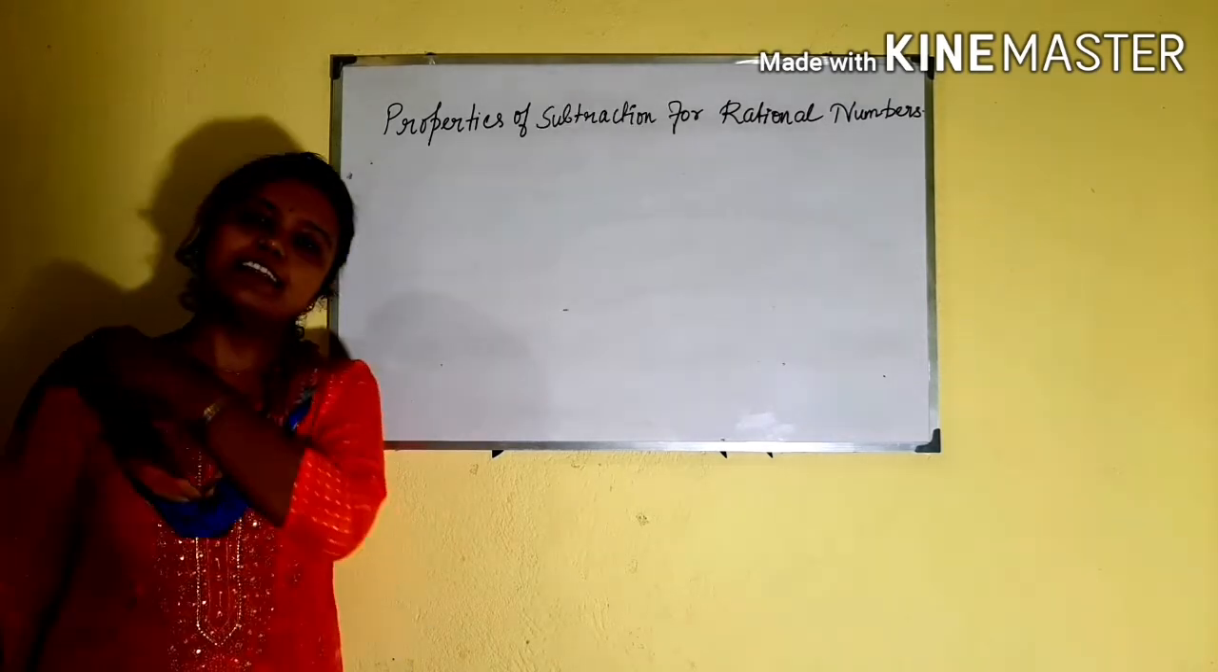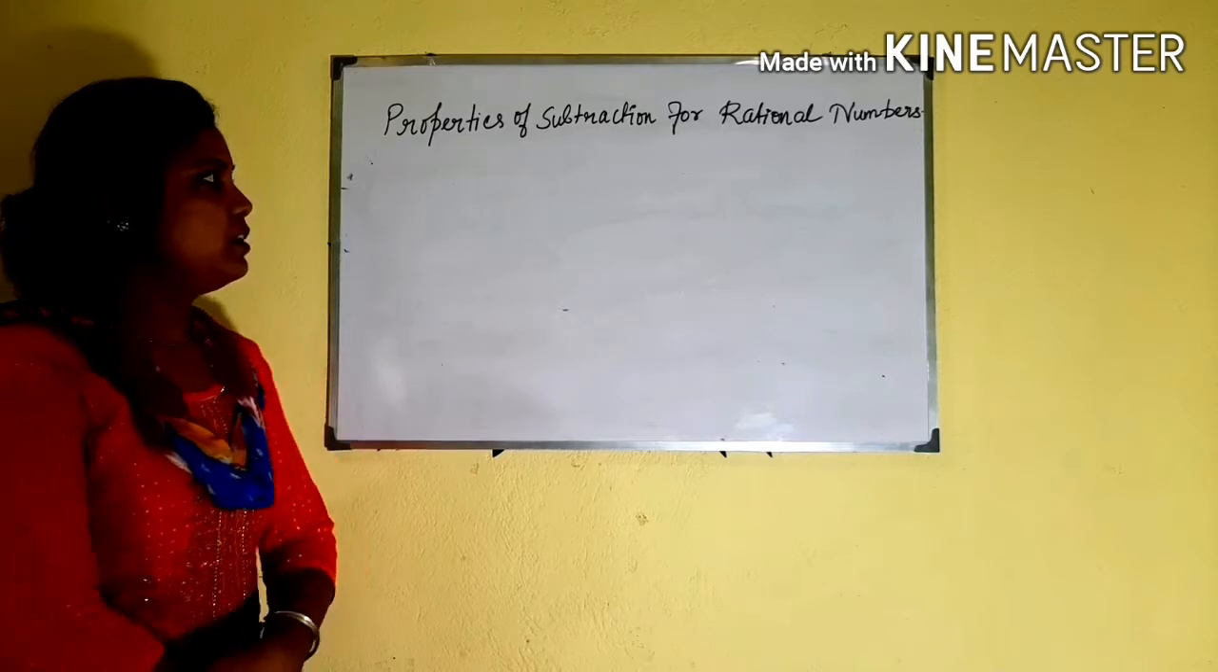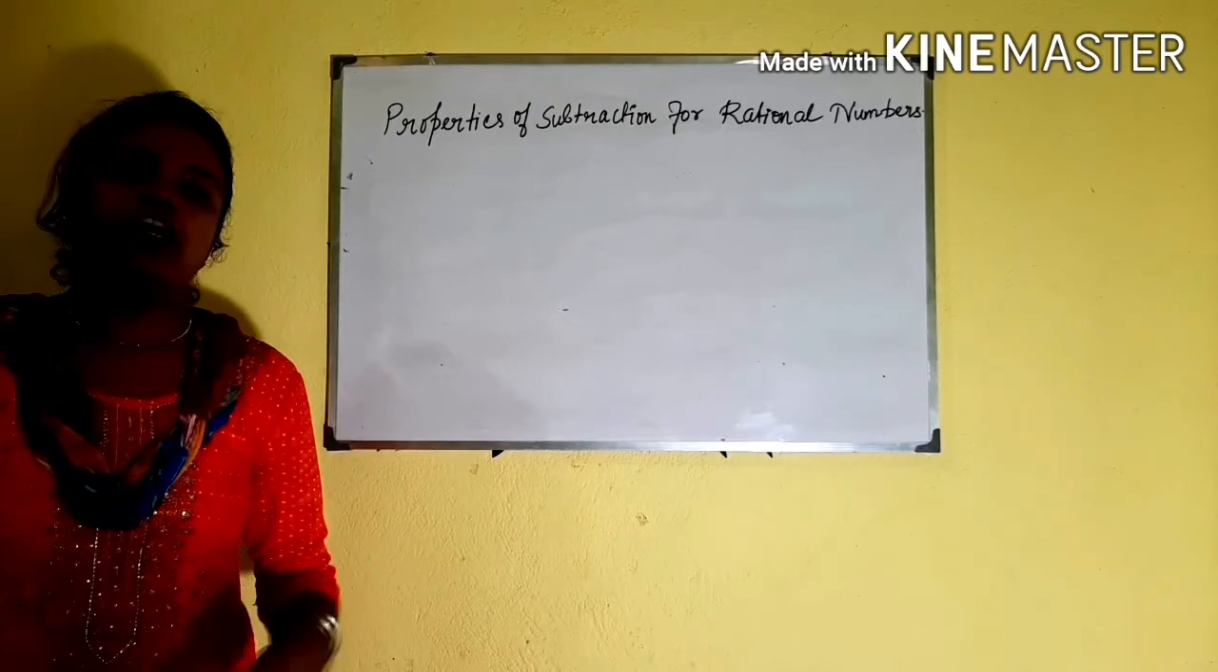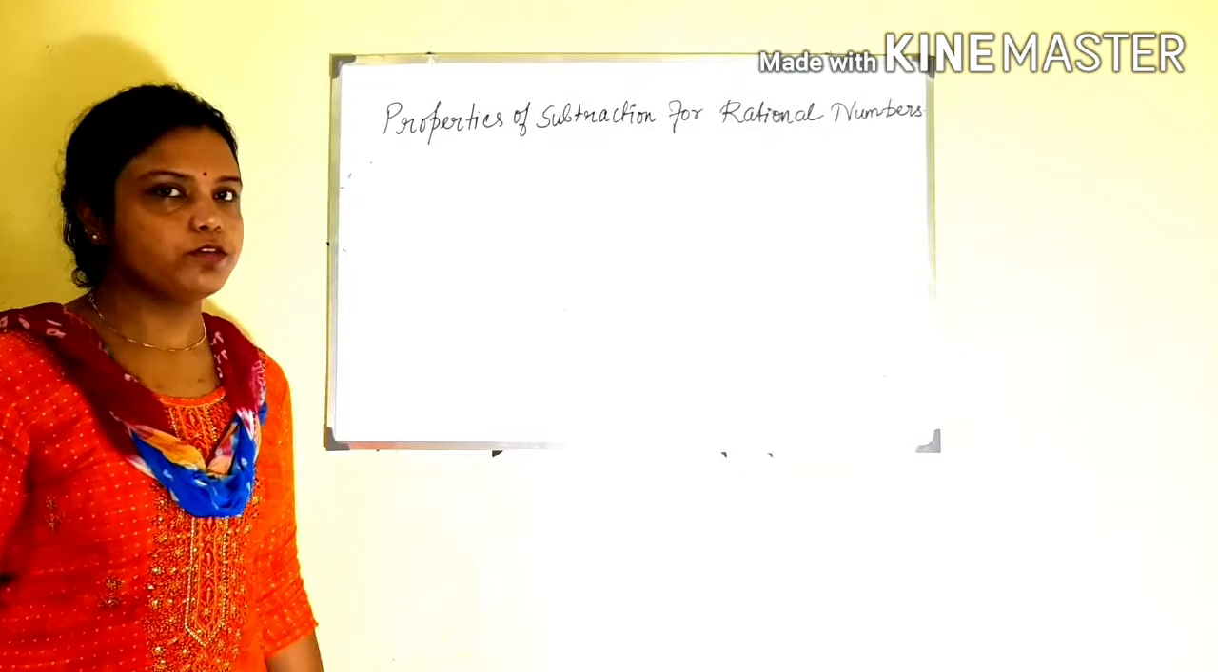Next coming up with properties of subtraction of rational numbers. Now, the first thing that we had in addition is closure property. So are we going to follow up here also.